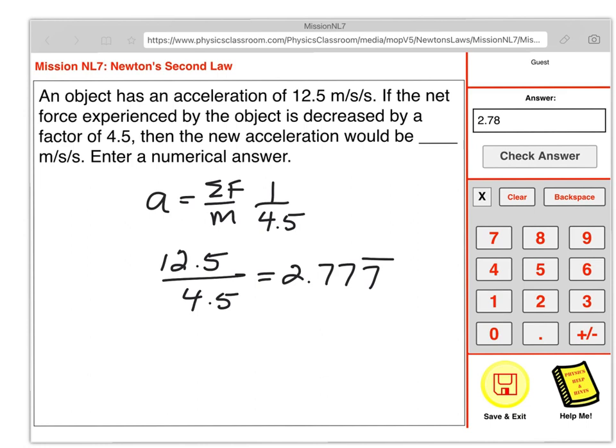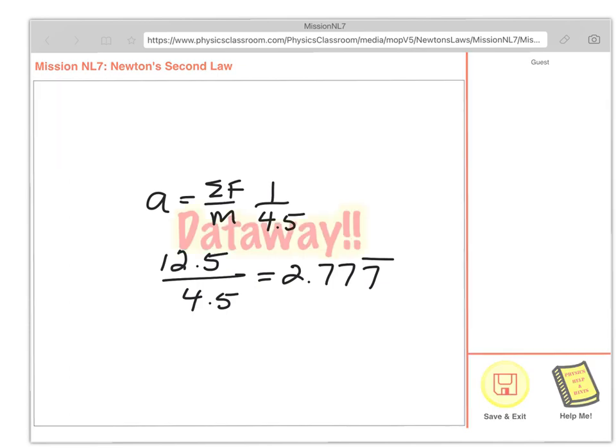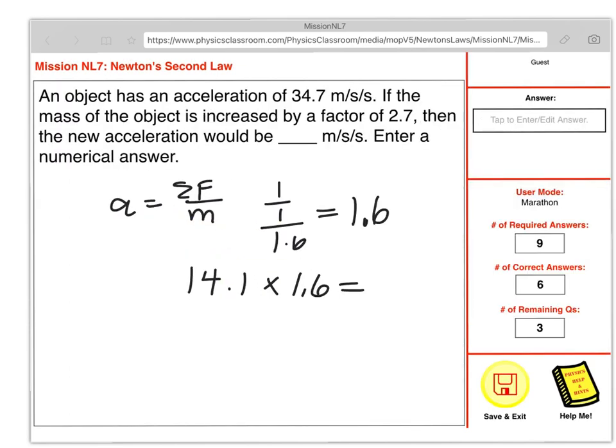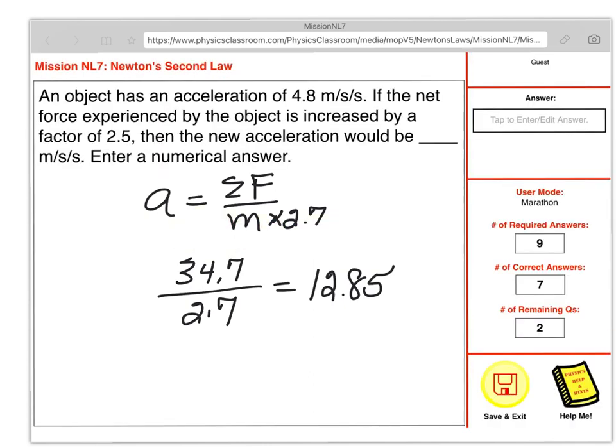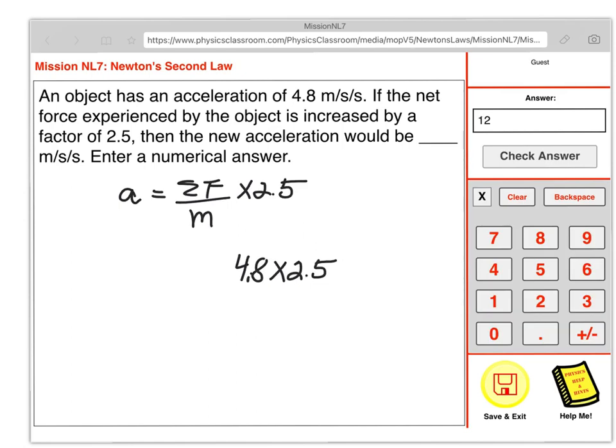So let's check that. Okay, so we know increasing the mass is going to decrease the acceleration, and you can see it mathematically here because the 2.7 is in the denominator. And so we divide by 2.7 and we get this number, and I'm just going to try the 12.9. If that gets rejected, it means you should put in the 2 decimal places. Let's see what happens. Okay, it took it.